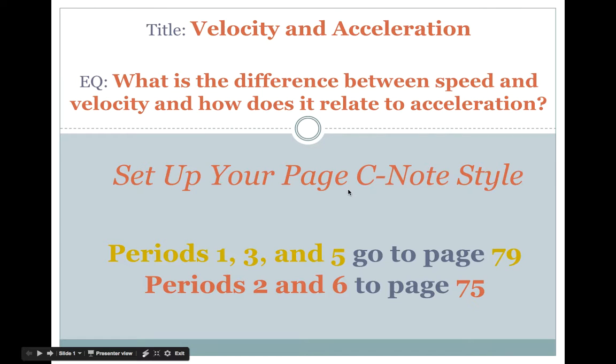Set it up C note style, so that means the title at the top is velocity and acceleration. Our essential question is, what is the difference between speed and velocity, and how does it relate to acceleration? So this goes at the top. Underneath it, we have the essential question. On the left-hand side, set up a side for questions, and then have a summary at the bottom.